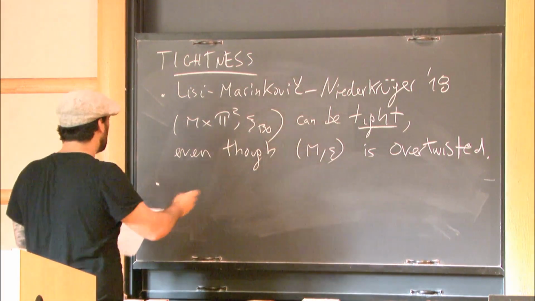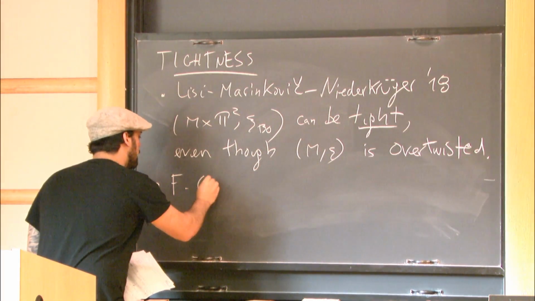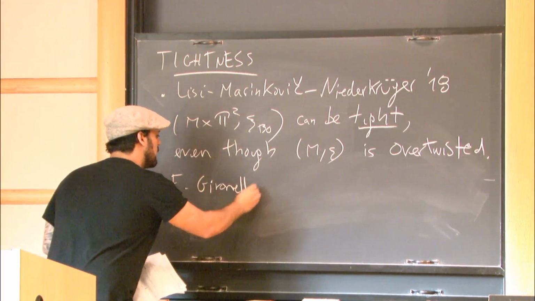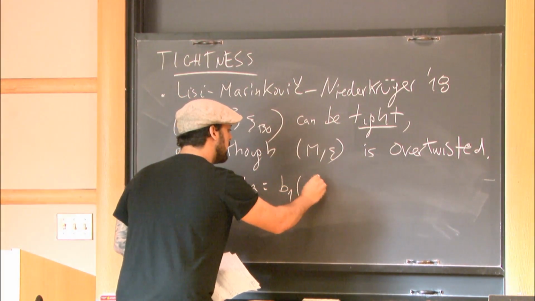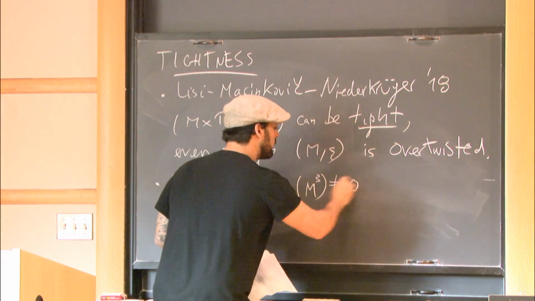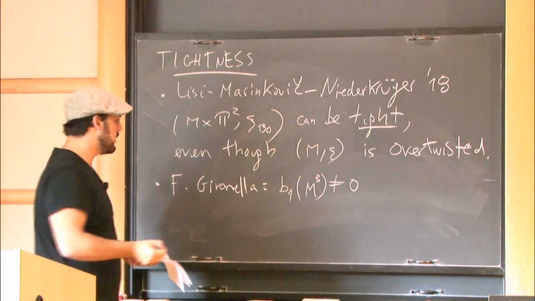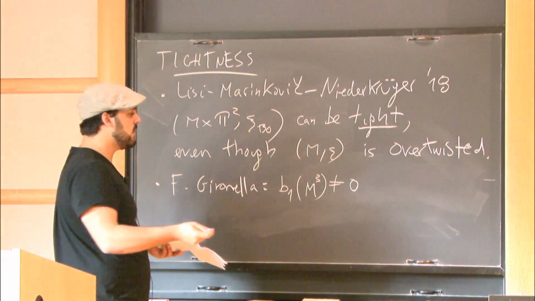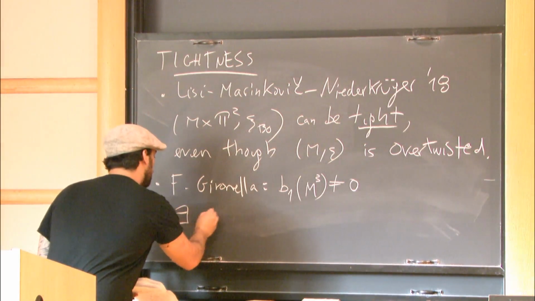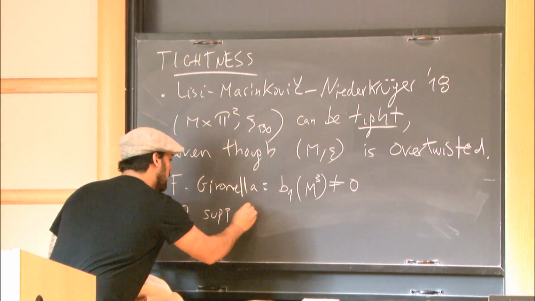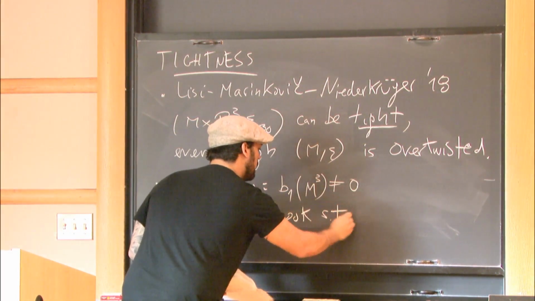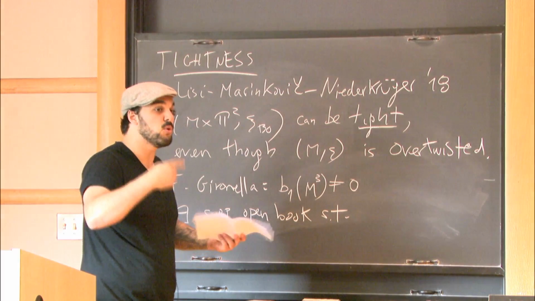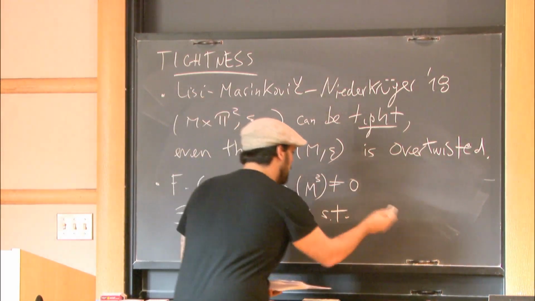And the second one is due to Fabio Gironella, which says, well, whenever you start with a 3-manifold M, which has a non-zero first Betti number, then he gives you some supporting open book decomposition. So there exists some supporting open book such that the Bourgeois contact structure is more than tight, it's actually hypertight.